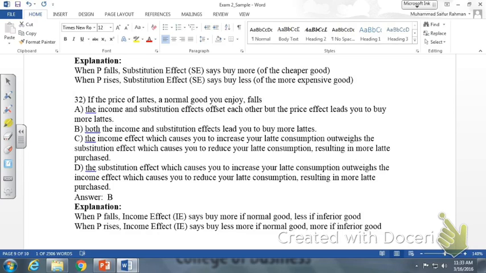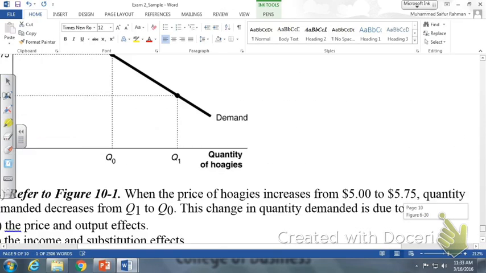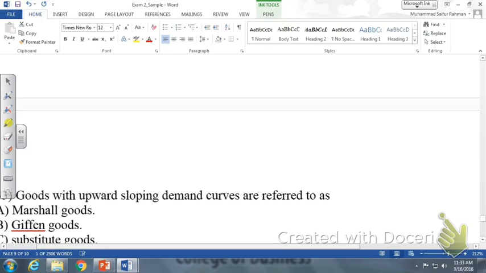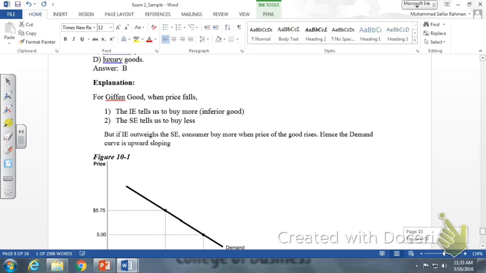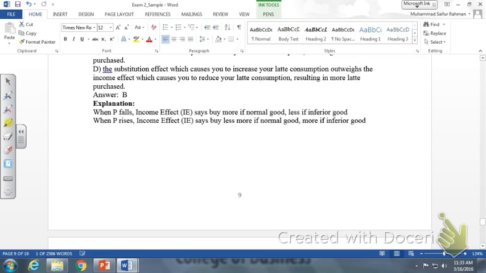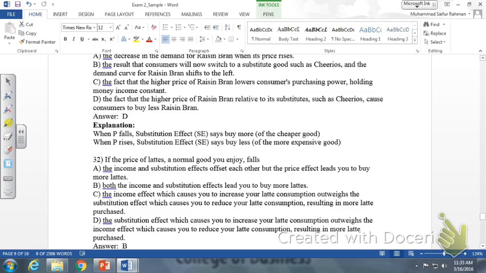So we know that whenever the price falls, my income effect is that you buy more if this is a normal good, and you buy less if the good is an inferior good. On the other hand, whenever the price rises, our income effect tells us to buy less of the good if the good is a normal good, and more if the good is an inferior good. So, whenever you have a reduction in the price of a normal good, the answer is B, where both the income effect and the substitution effect lead you to buy more of that good. That is the only feasibly correct answer.